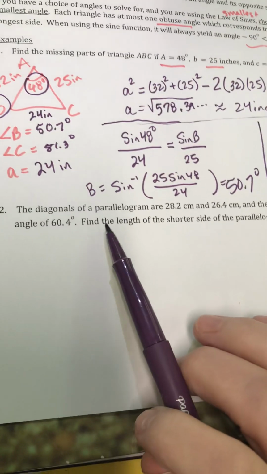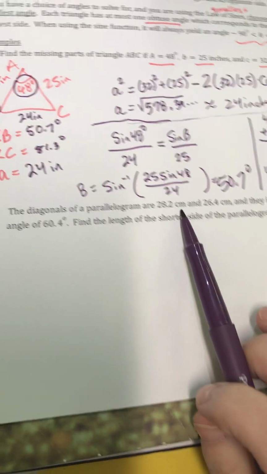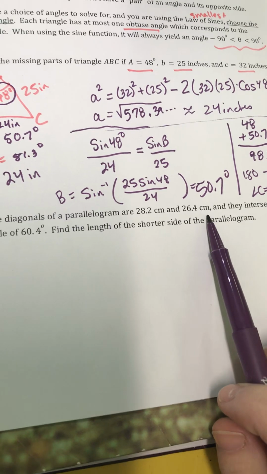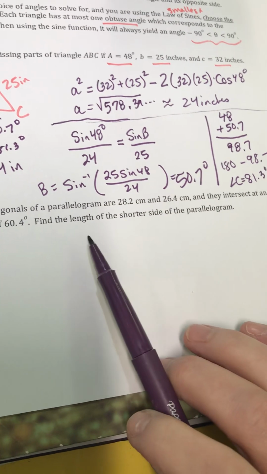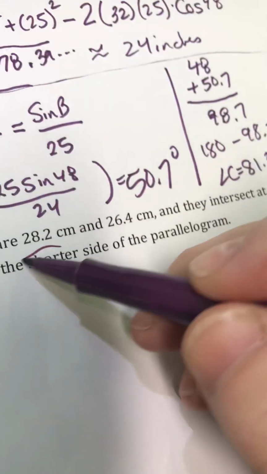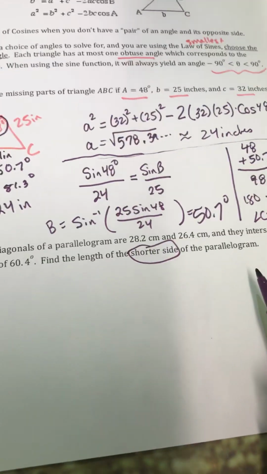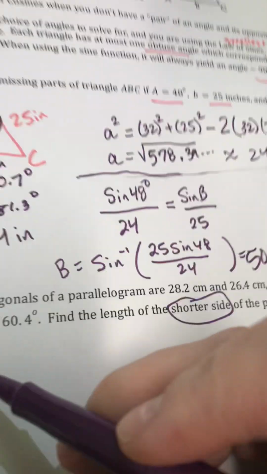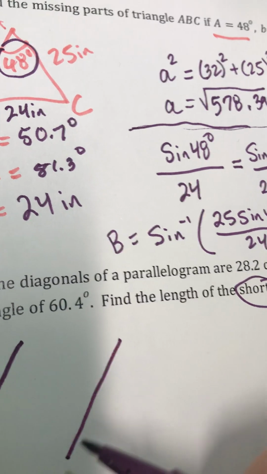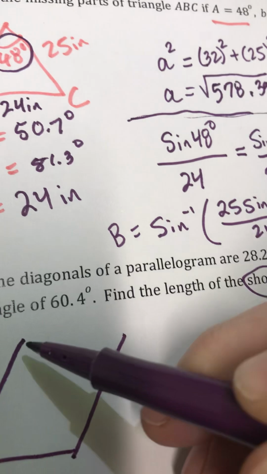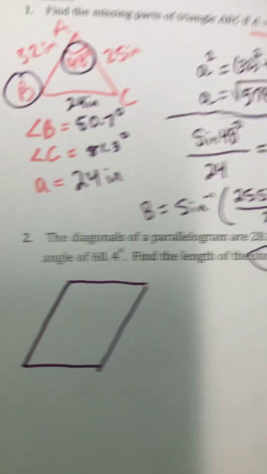The diagonals of a parallelogram are 28.2 centimeters and 26.4 centimeters, and they intersect at an angle of 60.4 degrees. Find the length of the shorter side of the parallelogram. One thing about a parallelogram that we know is that two sides are parallel and the other two sides are parallel to each other.